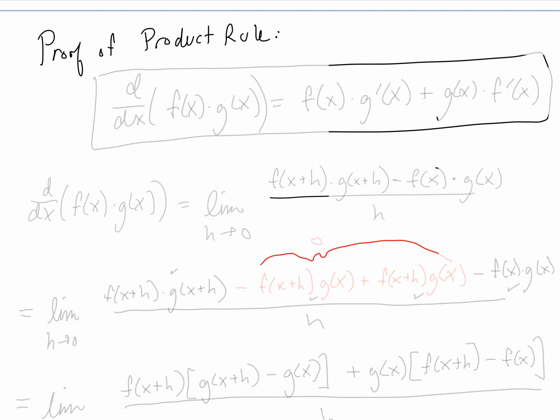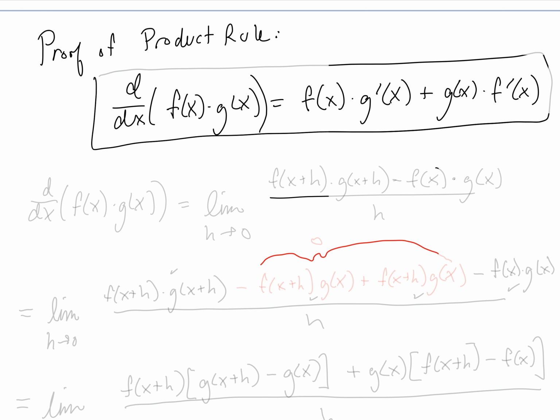And again, the derivative with respect to x of f of x times g of x is equal to the first, f of x, times the derivative of the second, g prime of x, plus the second, that's g of x, times the derivative of the first, f prime of x. So that is the product rule. Now we are going to do a proof of it.